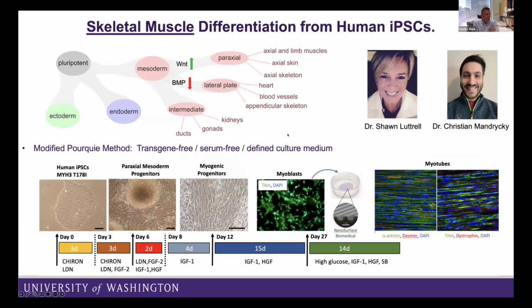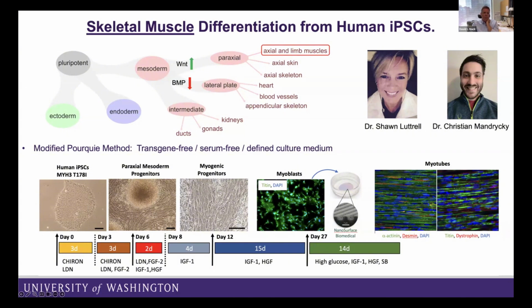Okay, for the last few minutes, I want to now shift to the skeletal muscle defect in DMD, and I can tell you that making skeletal muscle from iPS cells is much harder than making cardiomyocytes. So the idea is that we push these iPS cells into mesoderm, and then by modulating Wnt and BMP, we push them away from lateral plate mesoderm into paraxial mesoderm, because that's the source of axial and limb muscles.